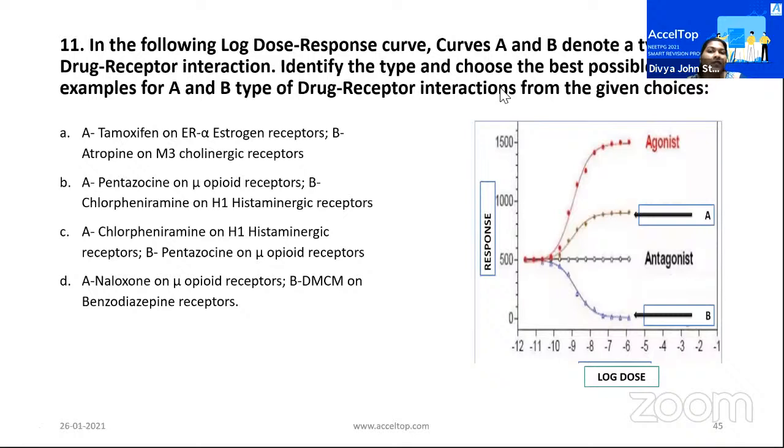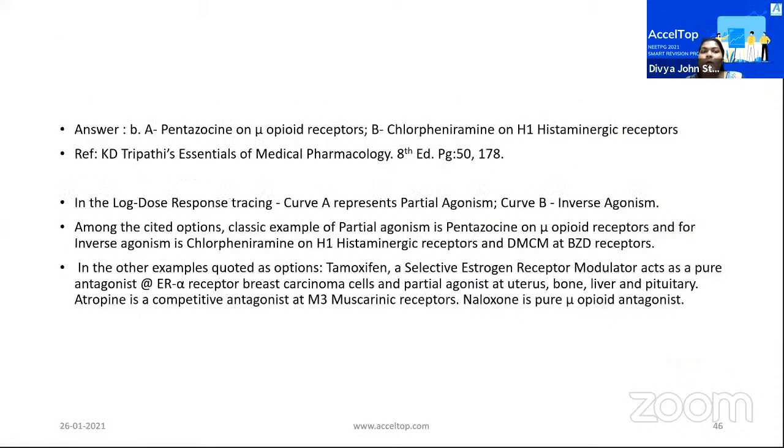Okay, so from the given options, these are what we have to do. Over here, you are given options: tamoxifen, atropine, pentazocine, chlorpheniramine, again pentazocine, then naloxone and DMCM. Okay, so now we'll analyze option by option. The answer to this question is pentazocine on mu receptors and chlorpheniramine on H1 receptors.